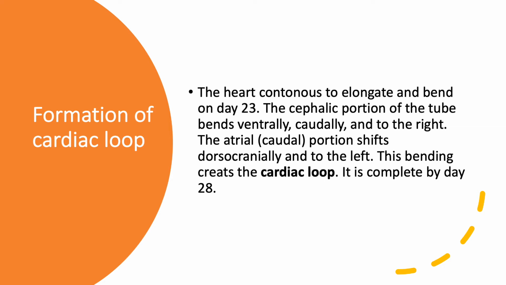First of all, we have the formation of the cardiac loop, which begins as the heart elongates and bends at day 23. The cephalic portion of the tube bends ventrally, caudally, and to the right, while the atrial, caudal portion shifts dorsocranially and to the left. This bending creates a cardiac loop. The cardiac loop will be completed by day 28.